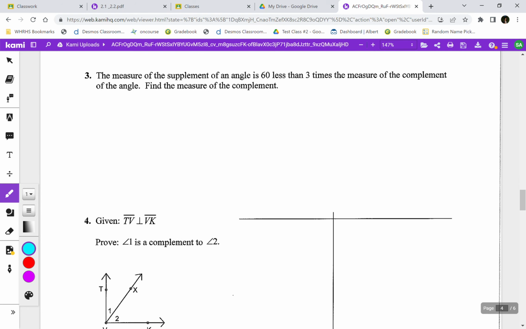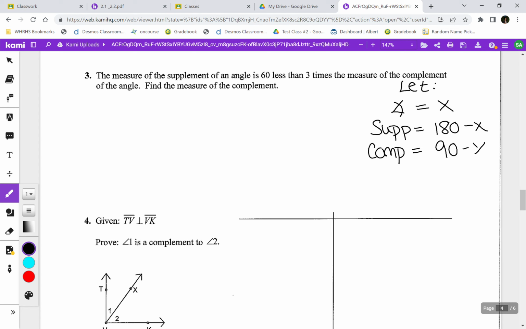Anytime you have complement and supplement in the same word problem, I want you to write out this let statement. Are you ready for it? This is what you will write out every time. Let angle equal x. So the angle is the unknown. The supplement will be 180 minus x. And the complement will be 90 minus x. This is what you need to memorize.